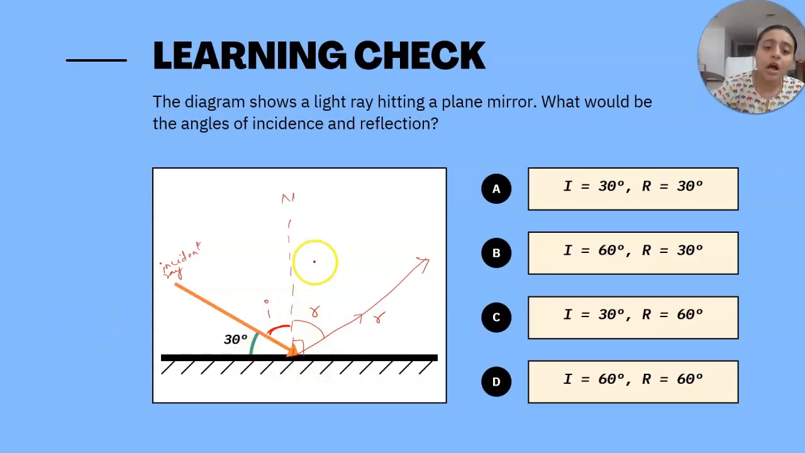So what do you think? Is the angle of incidence 30 degrees? No. See, it is 90 minus 30, which is 60 degrees, for the incident ray. So the angle of incidence is 60 degrees, and then the angle of reflection is also going to be 60 degrees.